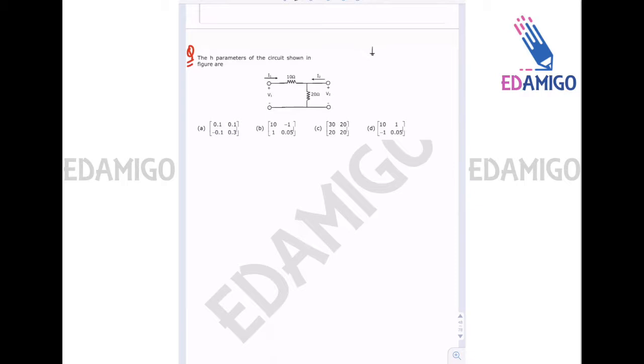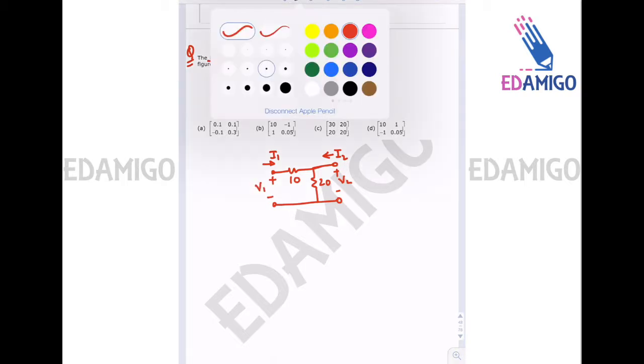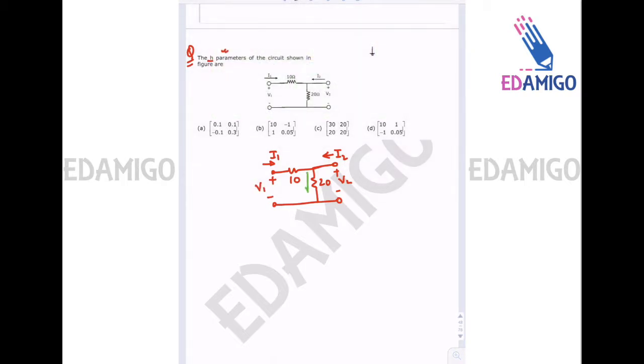Here we have to find the H parameters of the circuit, and the circuit is given to us, that is a 10 ohm and a 20 ohm circuit. I1, I2, and this is V2 and this is V1. Now we can easily see that the current in the 20 ohm resistance will be I1 plus I2.